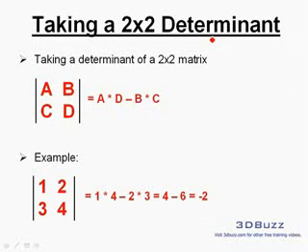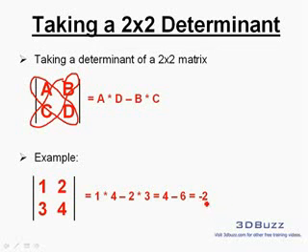So taking a 2 by 2 determinant is really easy. Let's say you had a matrix with 4 values, A, B, C, and D. The determinant is simply A times D diagonally minus B times C diagonally. So in this example, you go 1 times 4 minus 2 times 3, which is 4 minus 6, which is negative 2. Gotcha. Very simple.